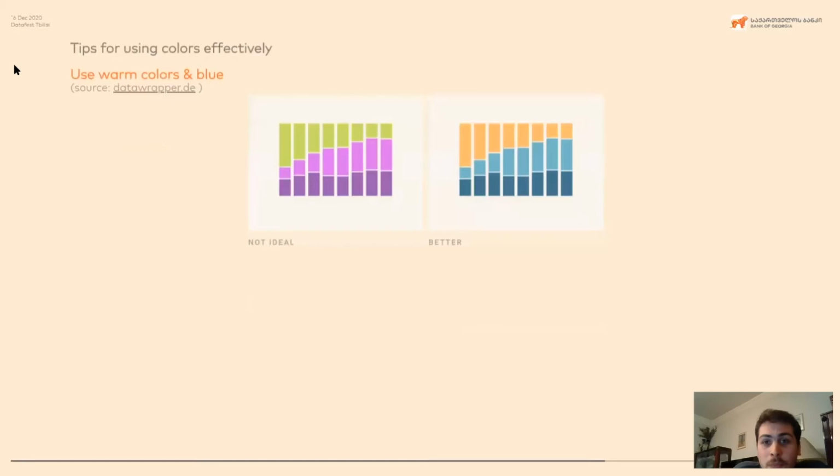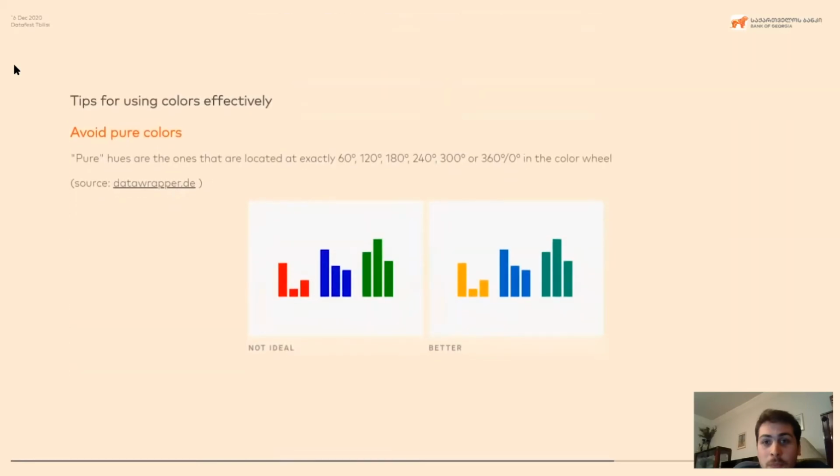The third tip I want to share with you is to avoid pure colors. But what are pure colors? Pure hues are the ones that are located at exactly 0 degrees, 60 degrees, 120 degrees, 180, and so on in the color wheel. You will see this kind of difference if you consider this tip. Here, the left one is not ideal, right? And the right one is really better.